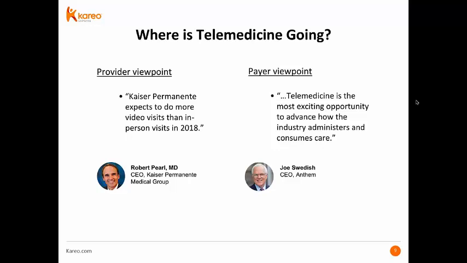Second, from the payer viewpoint, we've seen some really exciting advancements around reimbursement. Here you can see Joe Swedish from Anthem mentioning that the opportunity for payers is great. We're seeing very favorable reimbursements from private payers and commercial payers across the board. We'll get a little more into the details around reimbursement shortly, but having the payers be engaged in telemedicine is a strong indicator as to where the technology is going and how disruptive this will be moving forward.